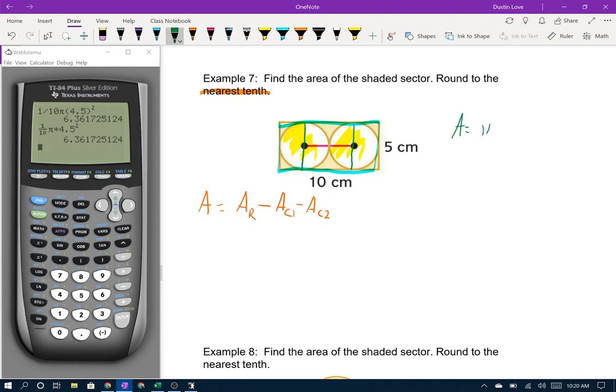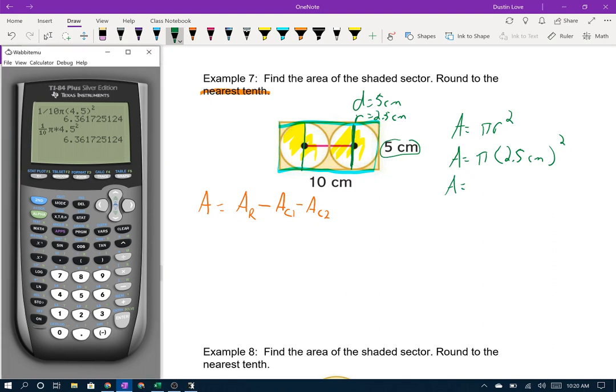Area equals pi r squared. Now we got to figure out what the radius is. Now I know that each of these, since I've got a rectangle on the outside, each of these two diameters is going to be equal to 5 centimeters. So D equals 5 centimeters. Therefore, my radius is half of that, which is 2.5 centimeters. So area equals pi times 2.5 centimeters squared.